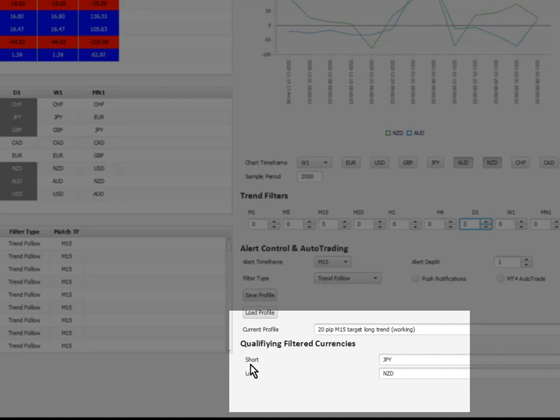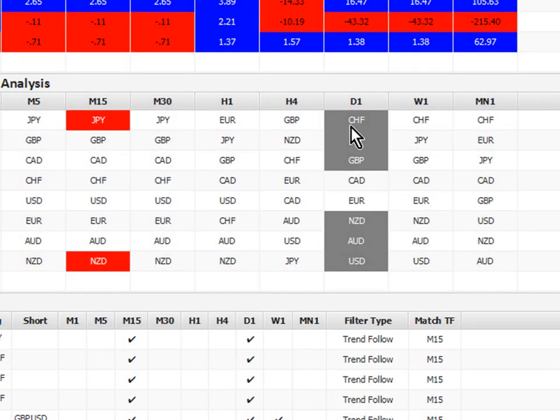At the moment it's selecting short JPY and long Kiwi dollar. Let's explain that. In order to qualify, the currency has to be in both the grey filter area and also the target or match time frame filtered area, which is denoted in red.